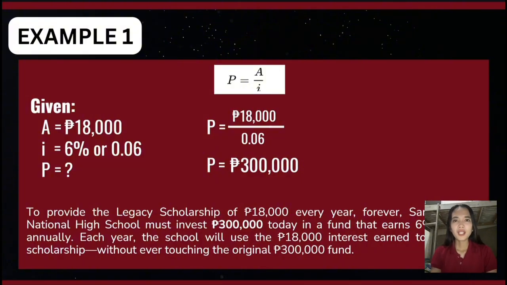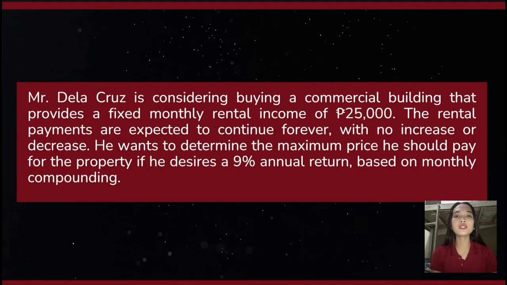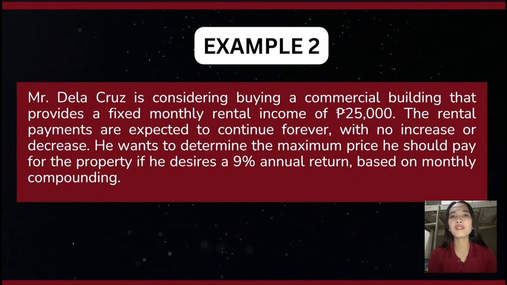So here's the second example. Mr. De La Cruz is considering buying a commercial building that provides a fixed monthly rental income of 25,000 pesos. The rental payments are expected to continue forever with no increase or decrease. He wants to determine the maximum price he should pay for the property if he desires a 9% annual return based on monthly compounding.